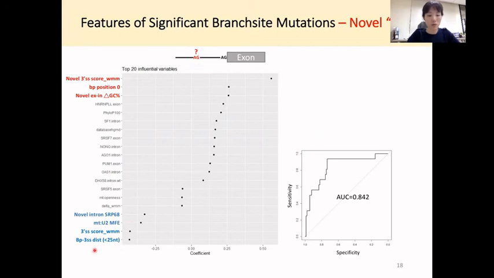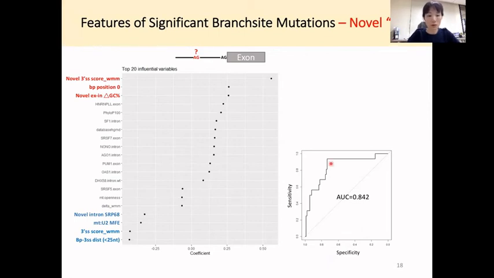And the negative feature we found is the distance. If it's a large distance or the canonical 3' splice site is very strong, then it's less likely for the novel AG to be used. And through our modeling, we can achieve a very high prediction rate. We have a high sensitivity and specificity for the prediction.